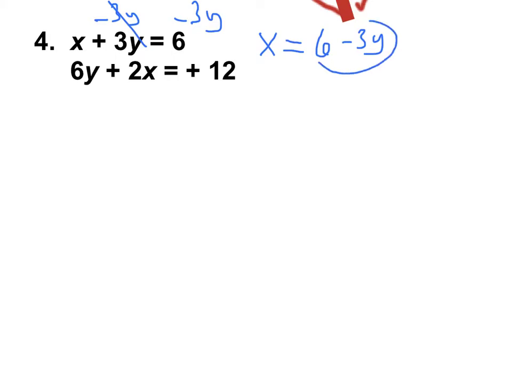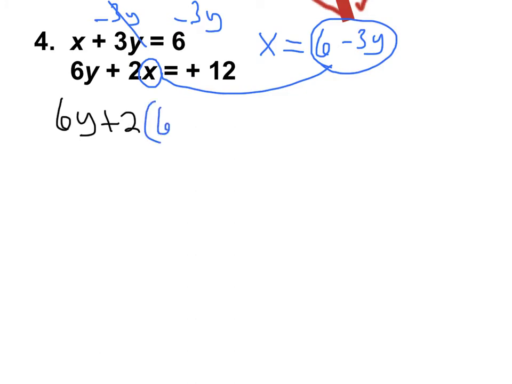Now what we'll do is we're going to substitute what x equals into the other equation for x. So now I'll write out that other equation. 6y plus 2, but instead of writing x, I'm going to write what x equals, 6 minus 3y. And then I got to finish that equation, equals 12. Not sure why I have that plus 12 there. You can just cross that out if you want.